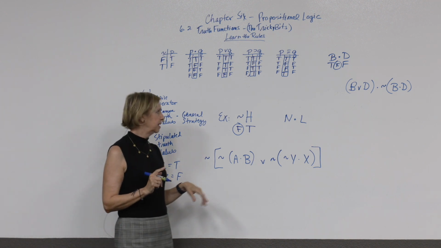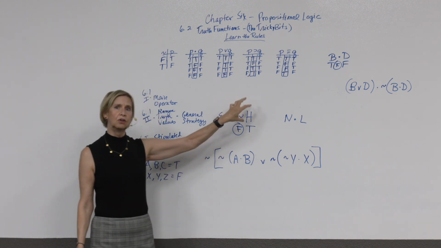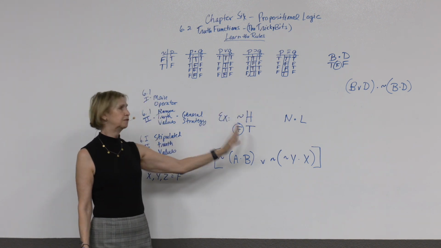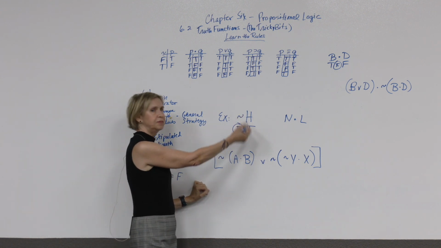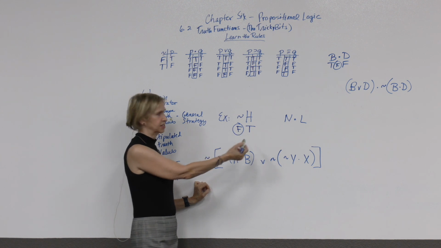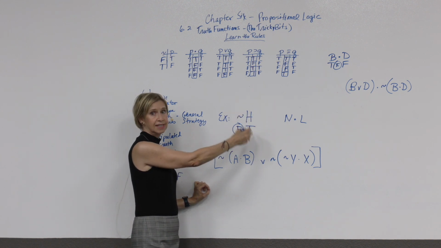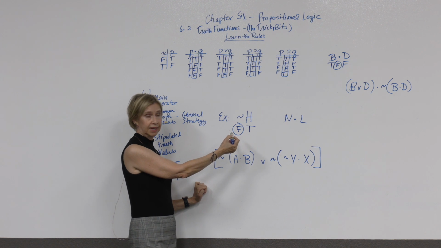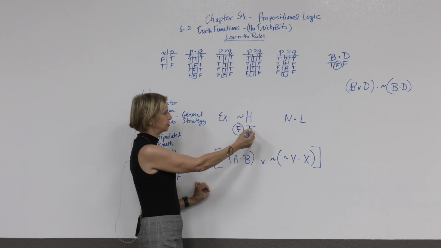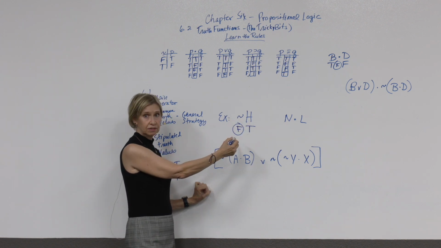Now, I want to recommend that you don't just look at the whole expression and stick a false under there, somewhere in the middle. Instead, always make sure that you follow the order of operations. Assign your truth values to the statements first, and then take care of the logical operators. Okay? So if H is true, not H becomes false.